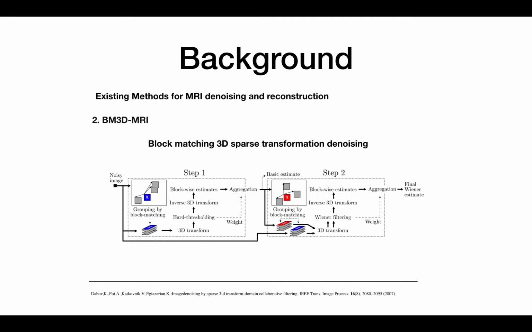And the second method is BM3D MRI. Block matching 3D transformation denoising is a state-of-the-art denoising method, and here we only want to use the first step of the BM3D denoising, in which we group the image patches and use some 3D transformation and hard thresholding, inverse transformation to get an estimated version of the noisy data. And it's similar to the sparsity in compressive sensing.